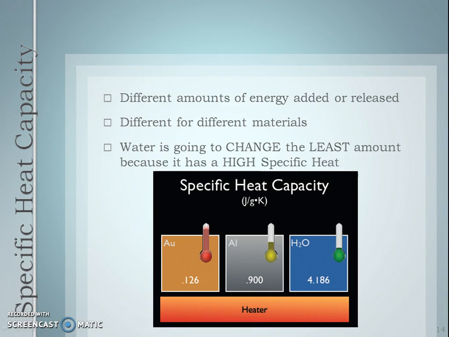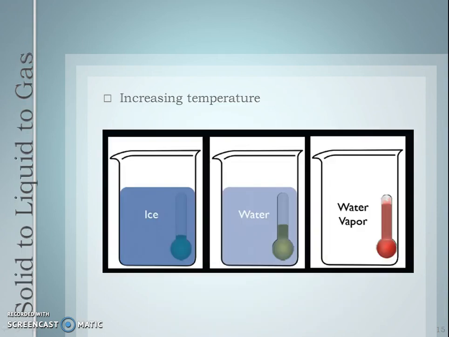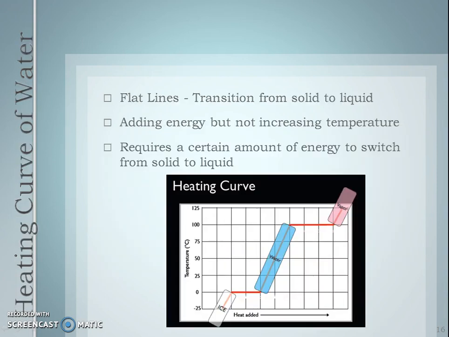So water is going to change the least amount because it has the high specific heat. It's going to take a lot more energy to change its temperature. So, of course, solid to a liquid to a gas, you have to increase the temperature in order to do that. So low temperature, medium temperature, and then, of course, high temperature.